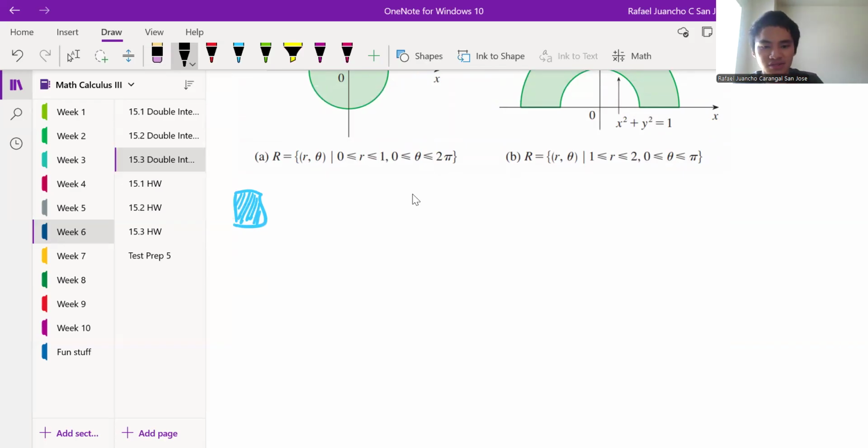Okay, so let's get started, right? So now we talk about double integrals here. So double integrals in polar coordinates.